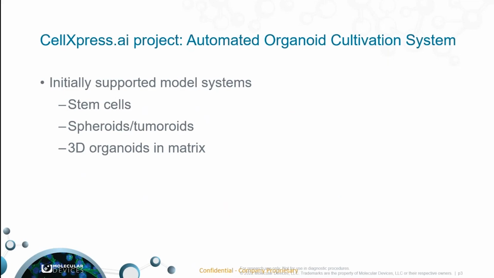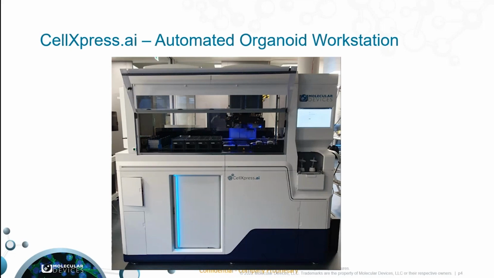Initially, the CellXpress.ai is supporting 3 different model systems, which are stem cells, iPSC-derived stem cells, spheroids or tumoroids, and 3D organoids, which are in a matrix, for example, Matrigel, and also objects which are not embedded in the matrix. And to show you that this is a real system, I put in this presentation a picture of how it looks. This is one of our prototypes.